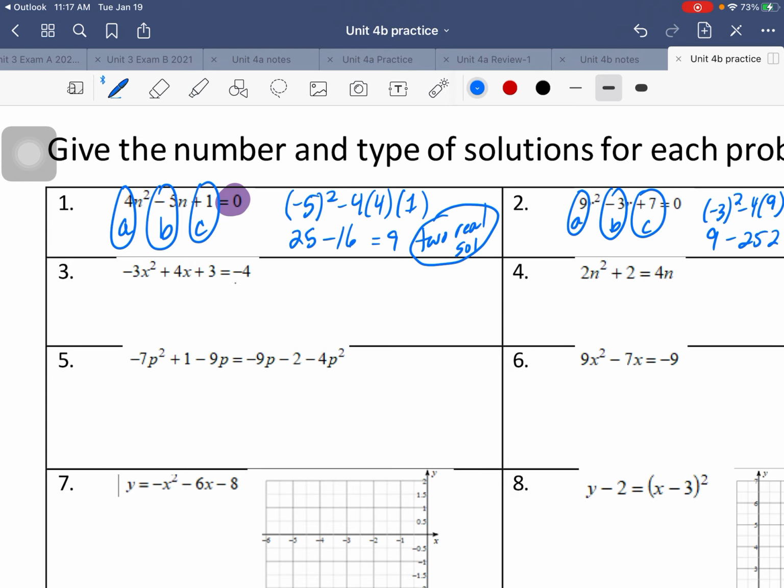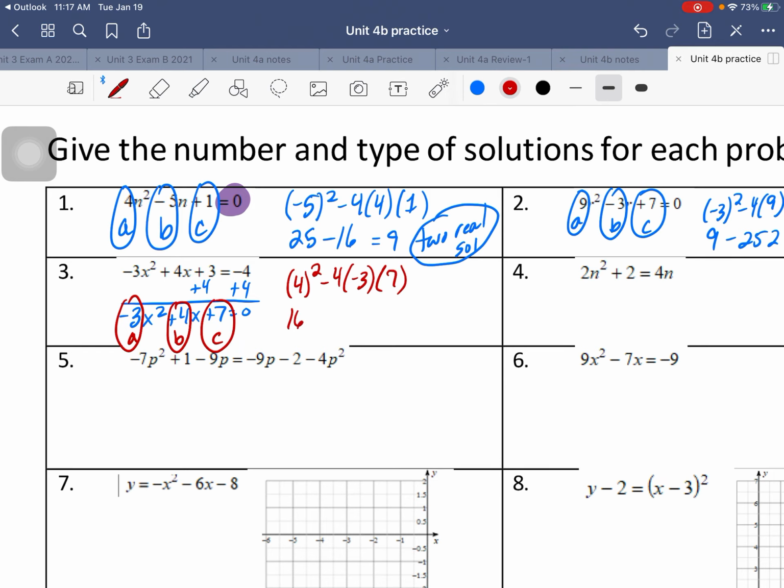Number 3, we have to be careful right away. It's not equal to 0, so we need to make it equal to 0. So get our like terms together. The constants are like terms there, the numbers. So we know what our A is. A is with the x squared term, B is with the x term, and C is the constant all by itself. So we do b squared minus 4 times a times c.